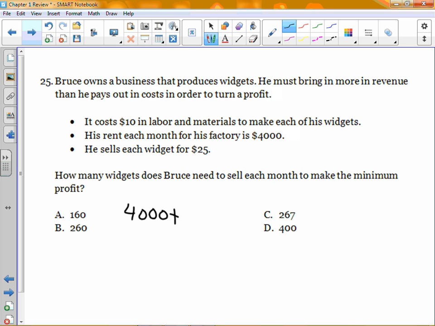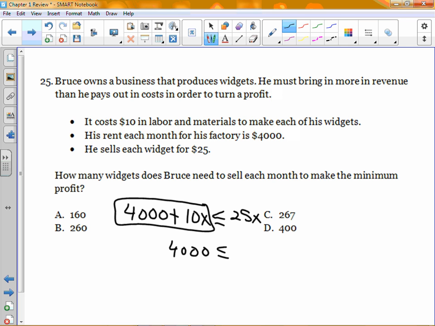4,000 plus 10x is less than or equal to 25x. This is your cost, guys. That's your cost for doing business. 4,000 plus 10x. Okay. So 4,000 is less than or equal to 15x. So when you divide by 15, you get x is greater than or equal to 266.6 repeating. Well, look, 266.6 repeating isn't anywhere here.